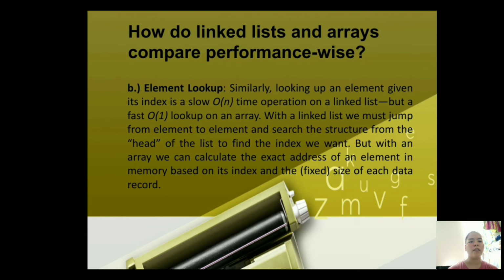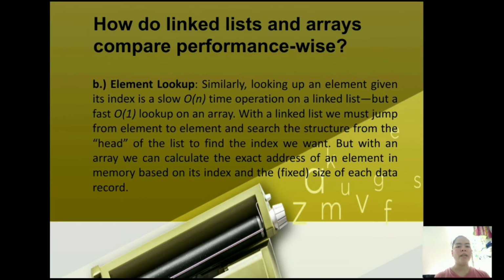What does it mean? Looking up an element in linked list is slower than an array because we need to traverse or we need to trace the linked list to find the element. We need to jump from element to element and search the structures starting from the head of the list to find the index we want. That is why it takes big O of n time.